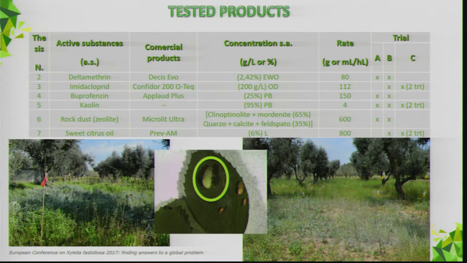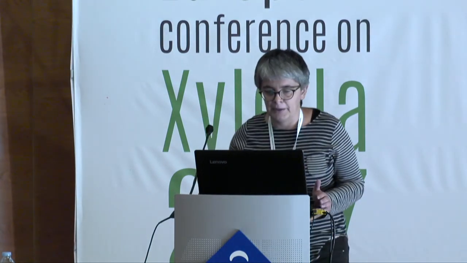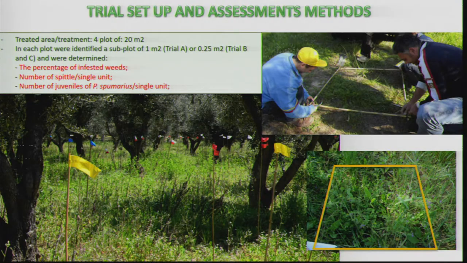All the products were applied in a single application, with an exception in one trial where the same product was applied two times after 3 days. The application started when the first four instars appeared in the field trial. The trial had 22 plots, randomized four times, and in each plot a subplot was identified for evaluating the ground vegetation present at the general level, the number of splits present in each single unit, and the number of juveniles for each split, using a unit as in this image.